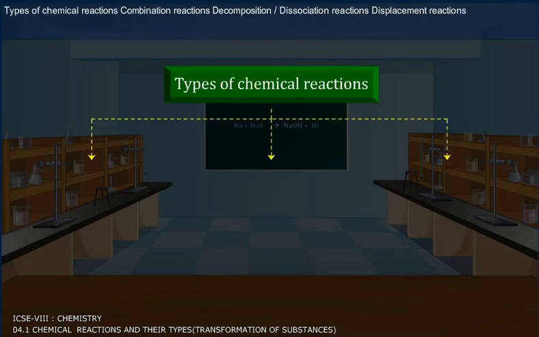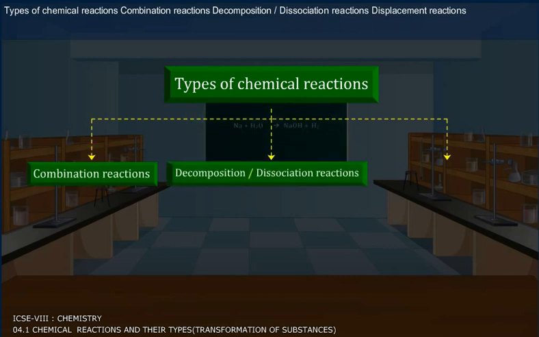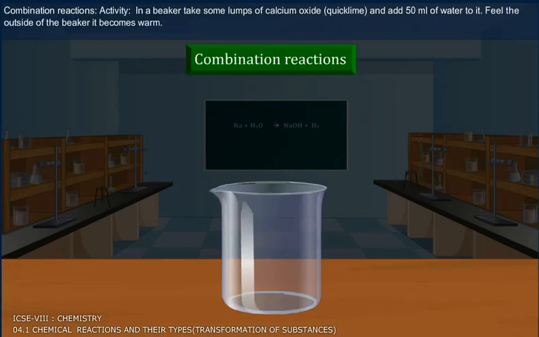Types of chemical reactions: combination reactions, decomposition reactions or dissociation reactions, displacement reactions.